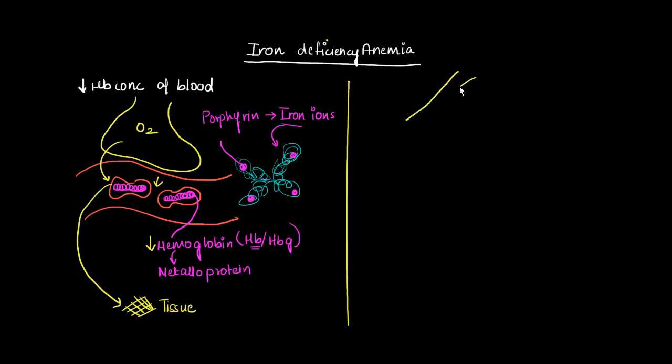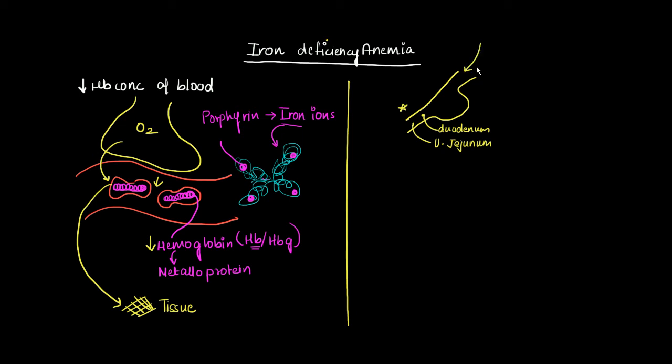Iron is absorbed in the duodenum and the upper part of the jejunum. So if this is stomach, this is duodenum, and this is the upper part of jejunum, upper jejunum. I'll mark these regions with star because this is the place where iron gets absorbed.